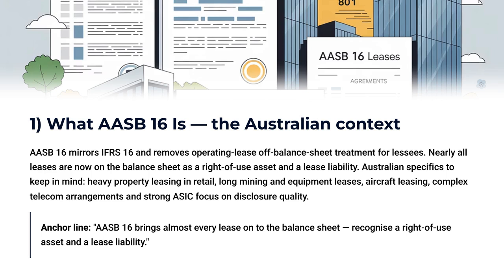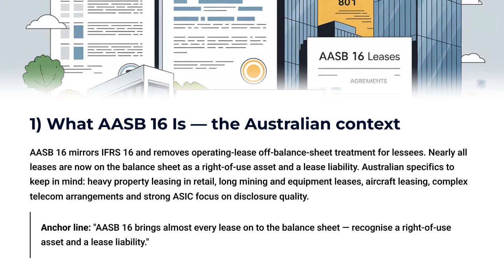What AASB 16 is, the Australian context. AASB 16 mirrors IFRS 16 and removes operating lease off-balance sheet treatment for lessees. Nearly all leases are now on the balance sheet as a right-of-use asset and a lease liability. Australian specifics to keep in mind: heavy property leasing in retail, long mining and equipment leases, aircraft leasing, complex telecom arrangements, and strong ASIC focus on disclosure quality.